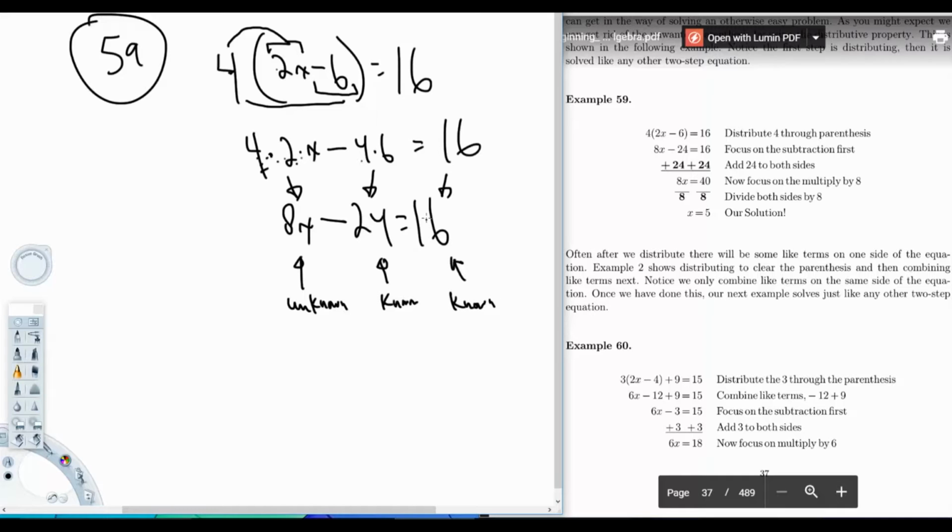And what was I telling you in the previous class? Put a great big line right here at the equal sign. We want to get our unknowns on one side and our knowns on the other. So what we do is 8x goes right here. Minus 24, I have to add 24 to this side, and I have to add 24 to this side. So minus 24 plus 24 equals 0. 16 plus 24 equals 40.